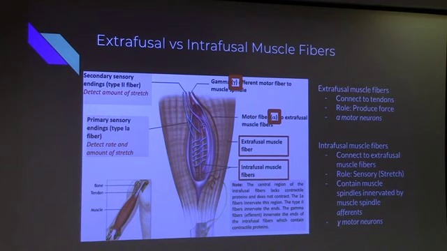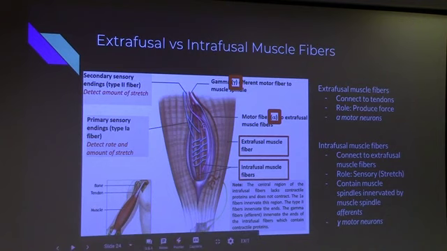Any questions? Yes? For each individual muscle fiber, does it have both the afferent and efferent components? Yes. The diagram there is showing muscle fibers with connections to... What's the difference between an extrafusal muscle fiber and an intrafusal muscle fiber? Are they the same fiber? No, they're different. This region right here is extrafusal, so the one that's around.